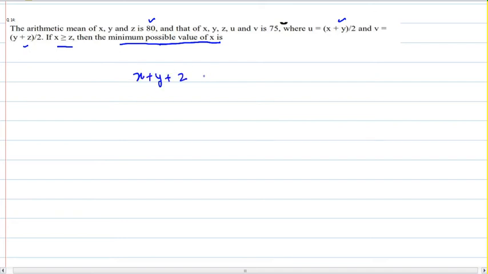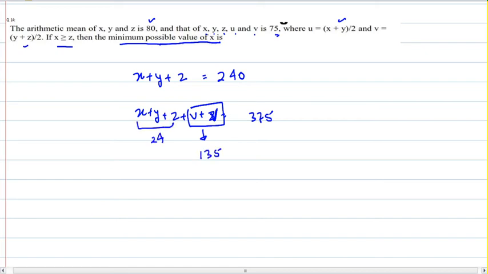See, average of three numbers is 80. The sum must be 240. There are five numbers and their average is 75. So, sum of these five numbers should be 5 times this, that is 375. This tells me U and V combined are 135. Because these are combined 240, I've got 375. So U and V are combined 135.